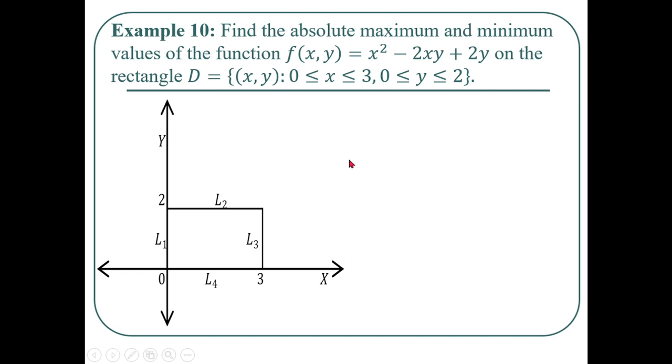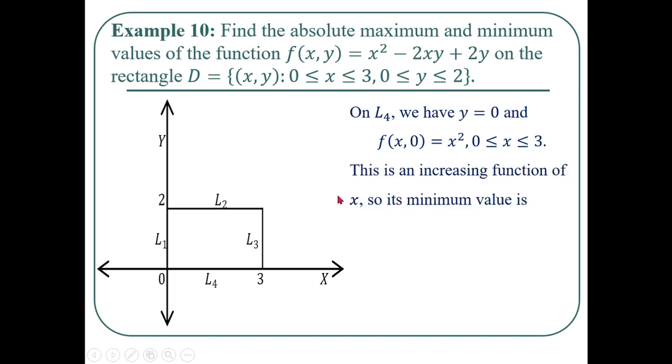Along the line L4, we have y is equal to 0 and the value of x is from 0 to 3. So the function becomes f(x, 0), it will be x square minus 0 plus 0, so it will be just x square, where the value of x is from 0 to 3. So its minimum value is at x is equal to 0 and maximum value is at x is equal to 3. So its minimum value is 0 and maximum value is 9.